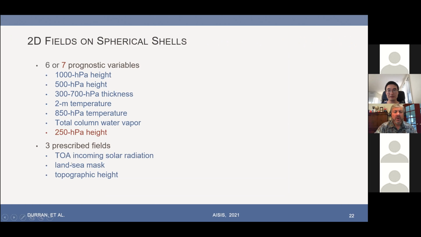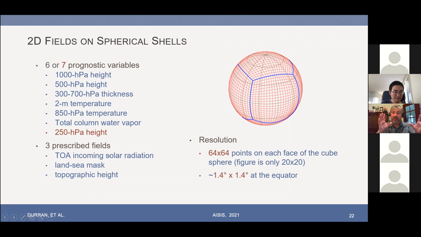And then we also know things such as where's land and sea, because it turns out weather is very, very different over land and sea. We know the topographic height at different places, and we know the incoming solar radiation, because that changes from day to day as the sun moves. Well, really as the Earth moves in its orbit around the sun. And the resolution we're using is 64 by 64 points on each face of that cube.